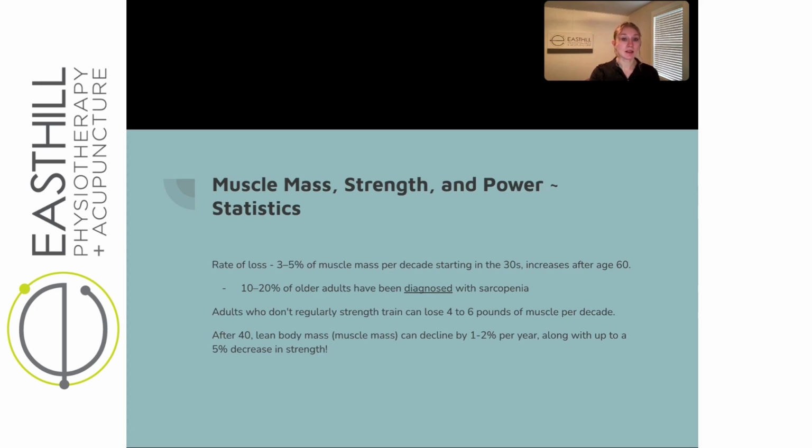Now, it's estimated that about 10 to 20% of older adults have been formally diagnosed with sarcopenia. 10 to 20% may sound small, however, the vast majority of individuals are not formally diagnosed. So the prevalence of sarcopenia in the population is actually much higher. Now, one last thing to note about some of the statistics here is that we do see up to a 5% decrease in muscle strength per year after the age of 40.